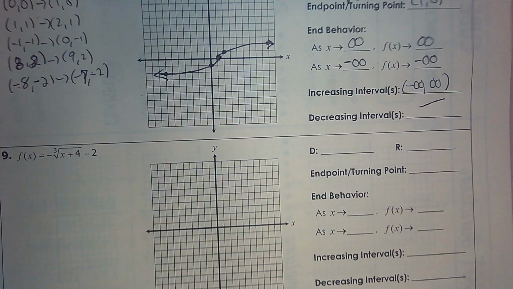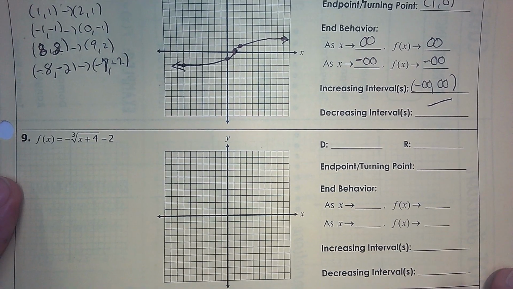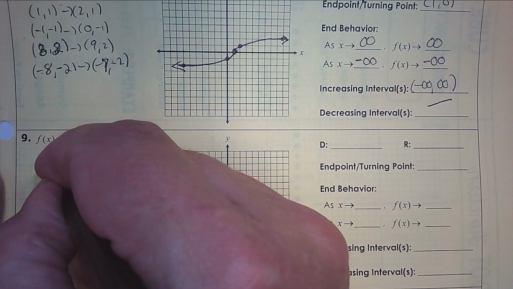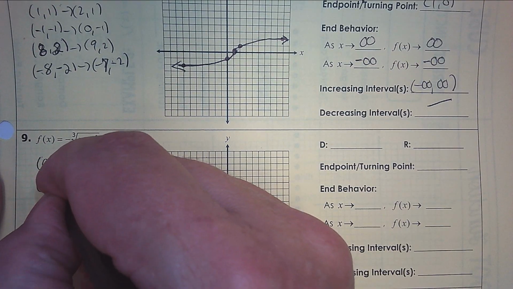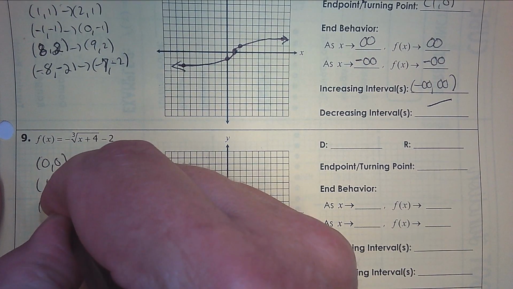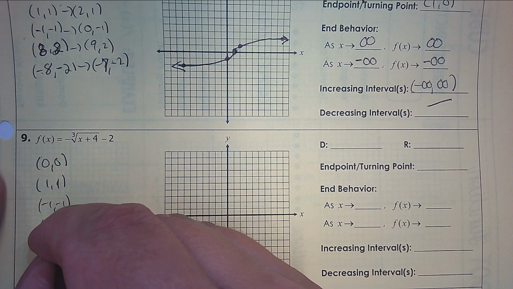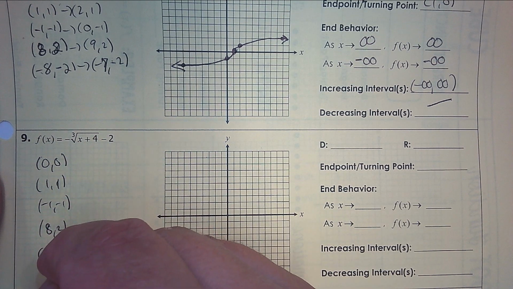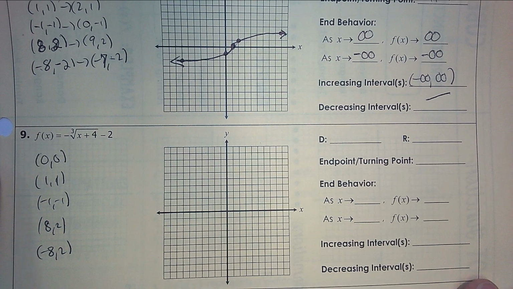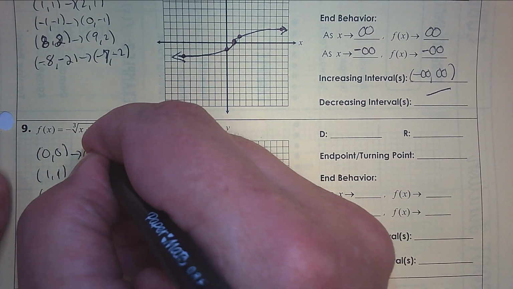All right, number 9. Start with the parent points, 0, 0. That's your point of inflection. 1, 1, negative 1, negative 1. And then 8, 2, negative 8, negative 2. Look inside, so we're going to subtract 4.